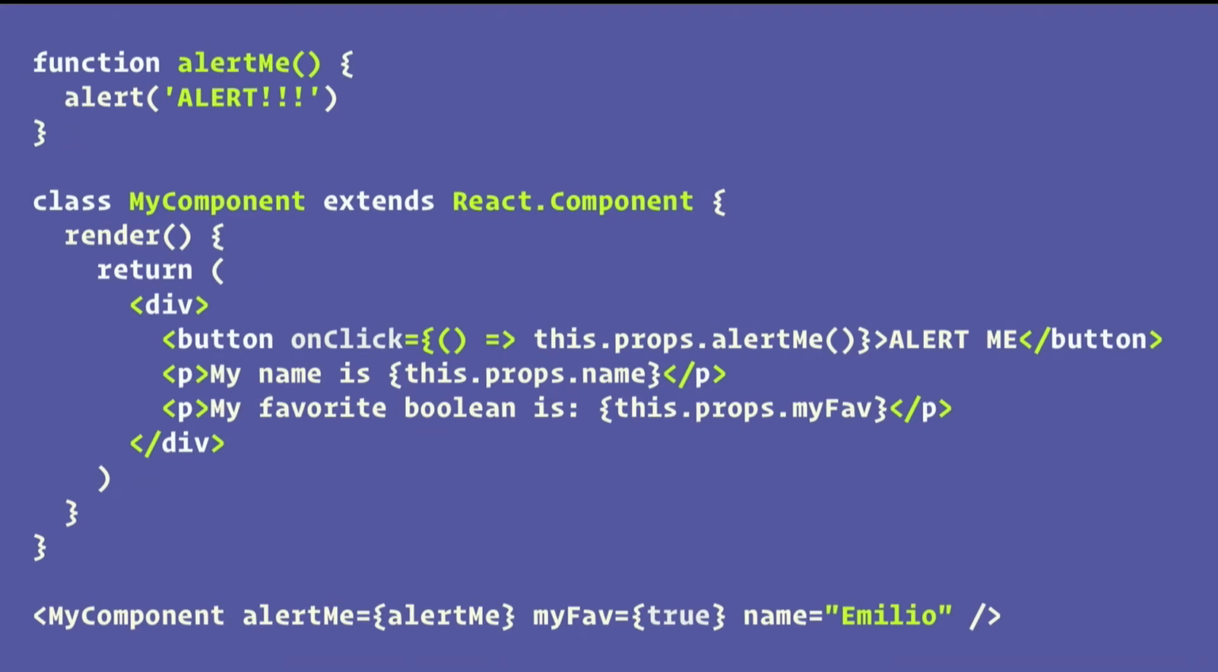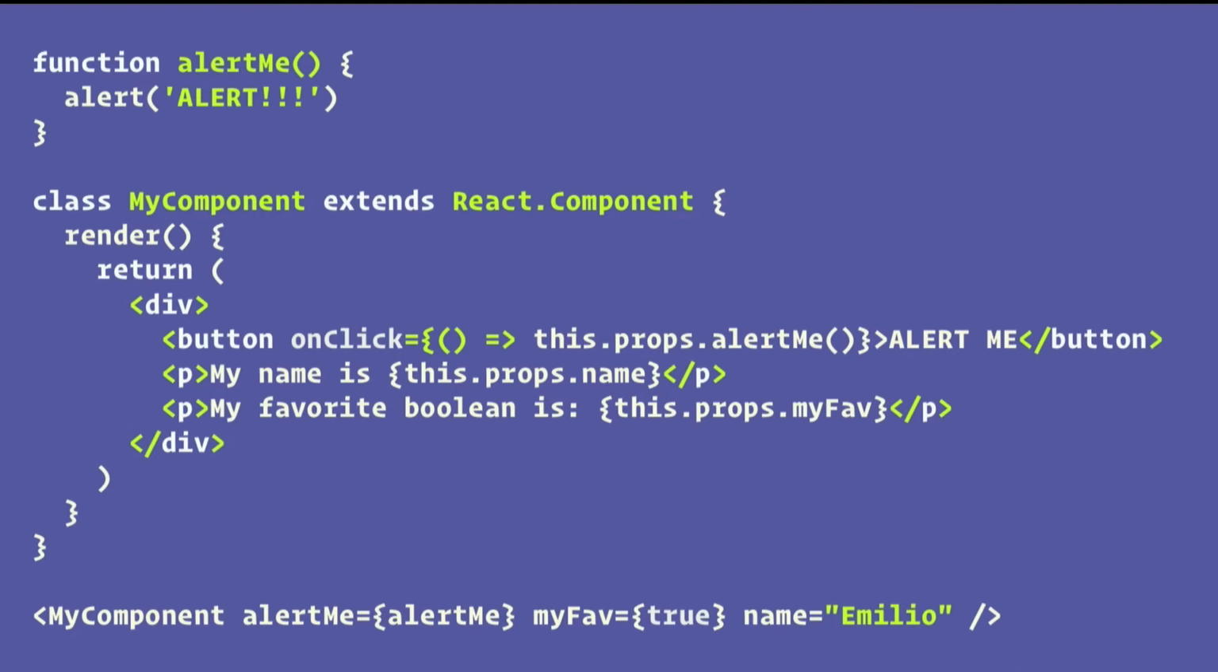So like we said, the value can be just about anything. If it's a string, you just use quotes like you would in HTML. So Emilio, that is a prop. It's not an attribute because this isn't HTML. It's a prop with the value of Emilio, which is just a string. If it is something other than a string, because it can be any JavaScript expression, you need to use curly braces instead of quotes. So alertMe is a prop with the value alertMe, which is that function at the very top. myFave is the JavaScript expression true, not the string true, but the actual Boolean value true.